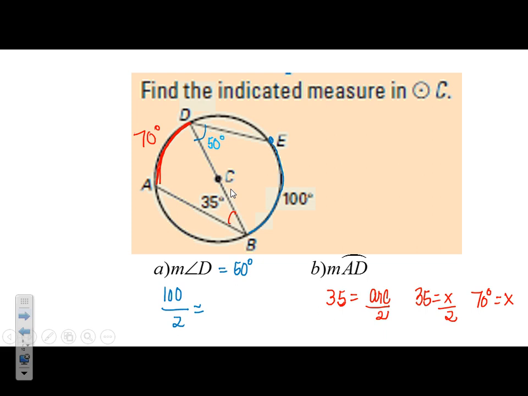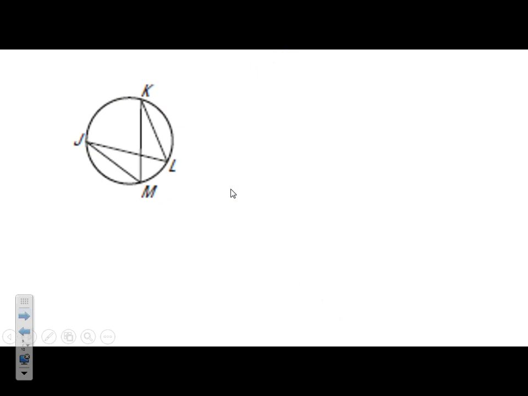All right, make sure that you have that example in your notebook. Here's another example. If I have this picture with some angles J and K, I want to talk about what the intercepted arc is for angles J and K.